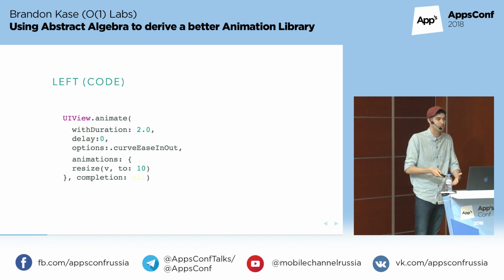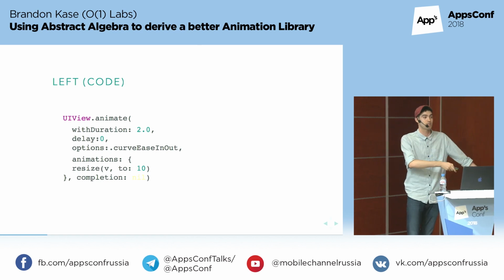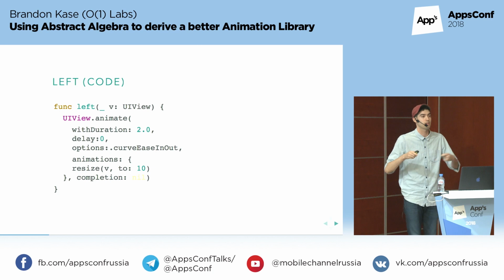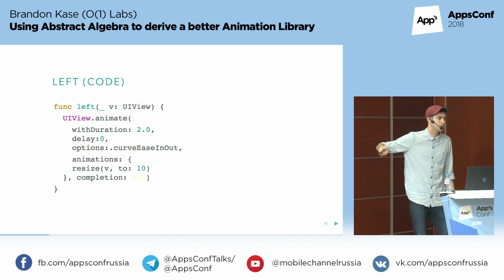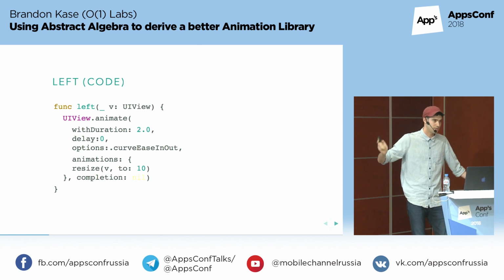To build out the animation as described, we want a way to refer to this thing and use it multiple times. So we can wrap it in a function to do that. We can wrap it in a function called left, let's say. And this is the left animation.